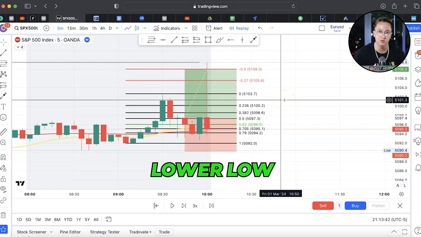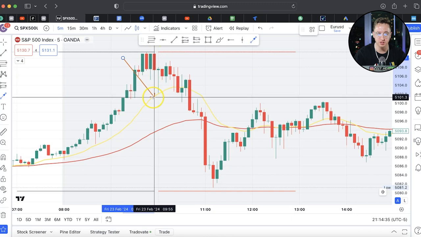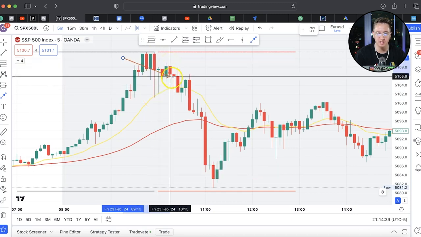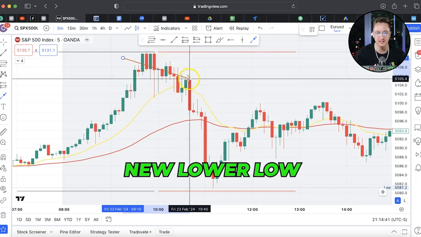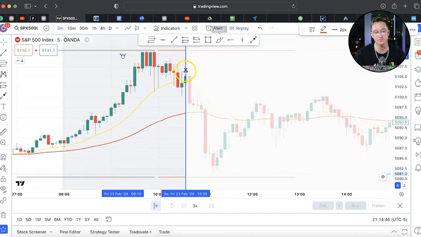Now let's go look at a lower low and a lower high. Here we have a high, price forms a lower low, then we have a lower high right here, and then price forms a new lower low and then a lower high. So now let's see how this setup would look. What are we going to do?